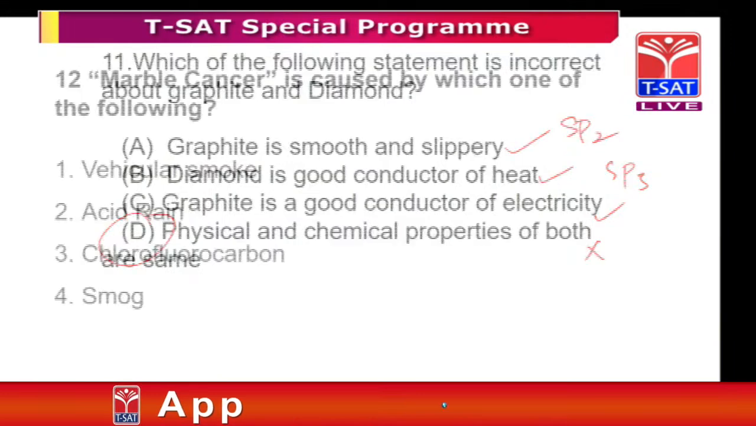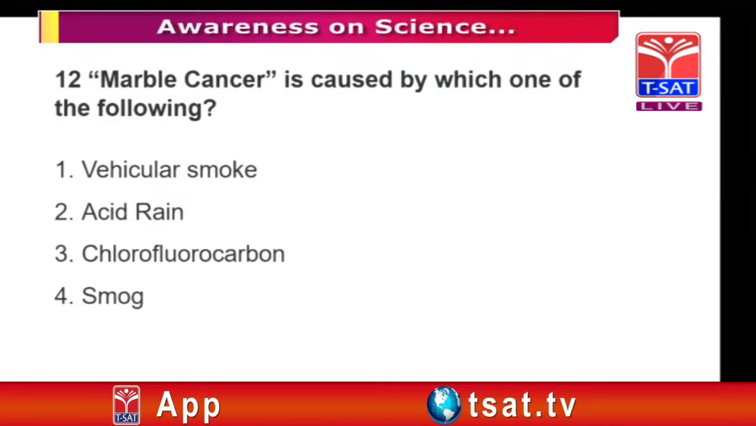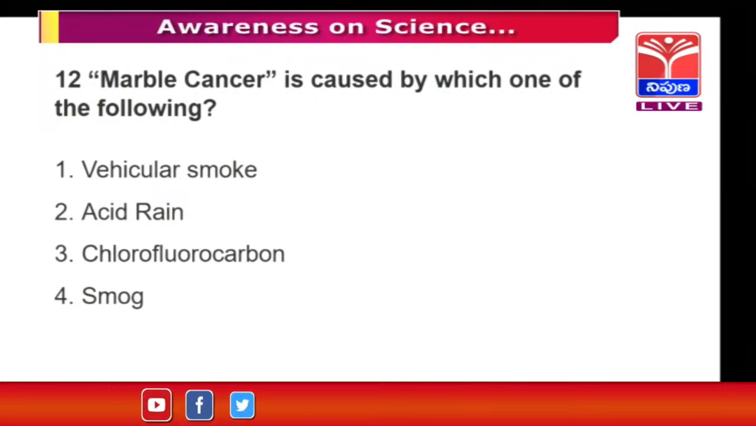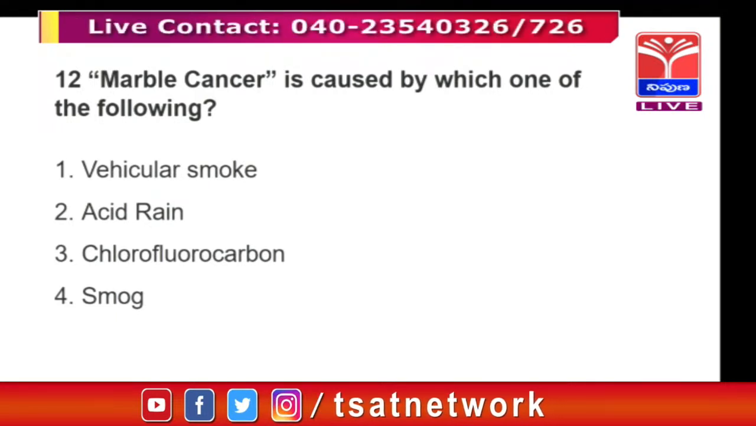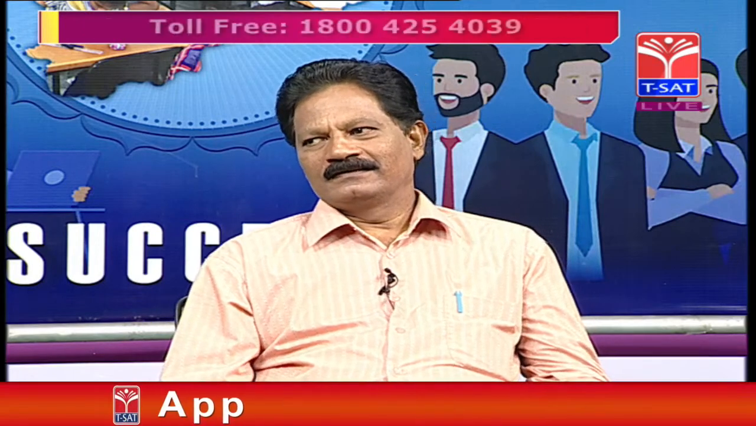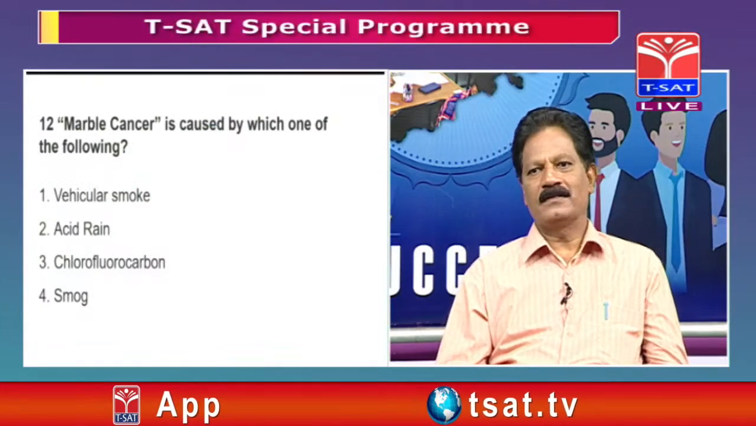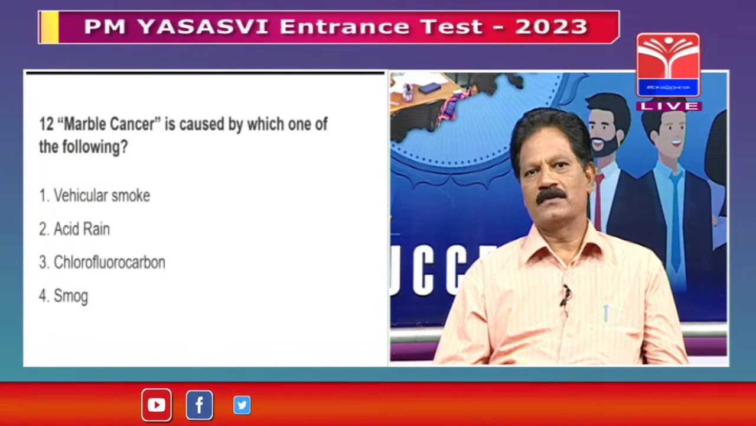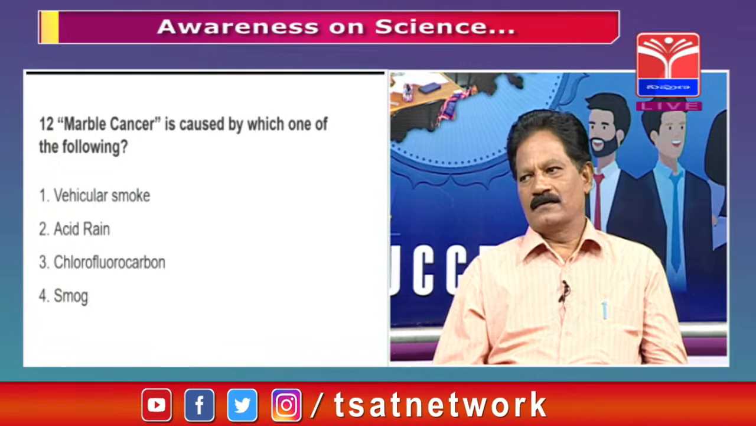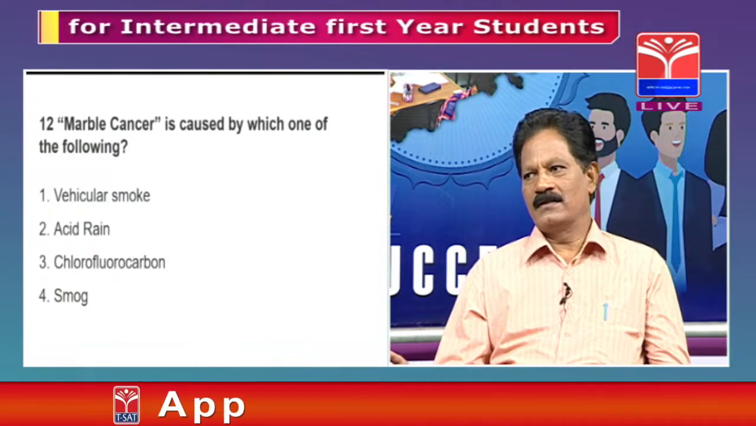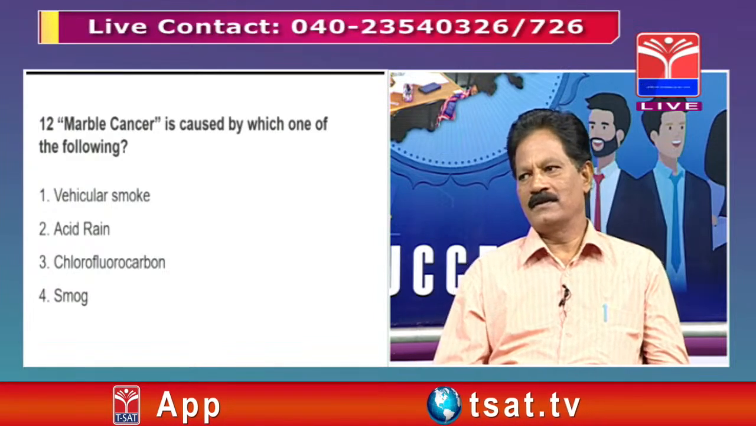Okay. Now, we are going to shift to the next one. Marble cancer is caused by which one of the following? This is from the pollution lesson. Environmental pollution: marble is a stone. There are many kinds of pollution: air pollution, water pollution, sound pollution, soil pollution. Look at the options. All are air pollutants: vehicular smoke, acid rain, chlorofluorocarbons and smog.